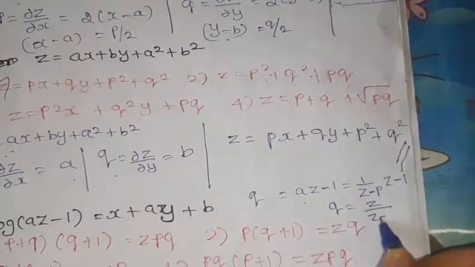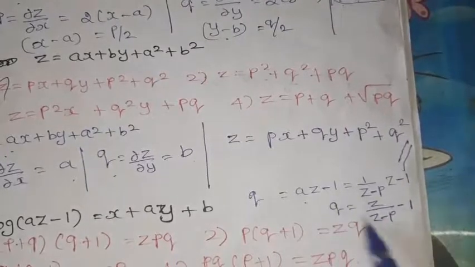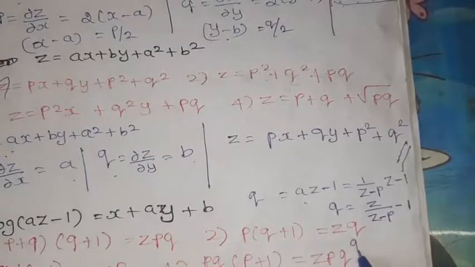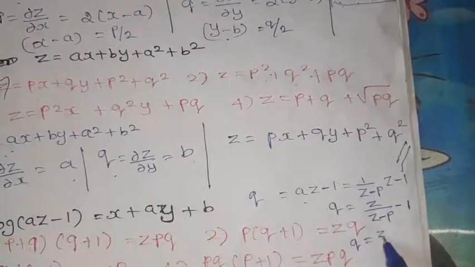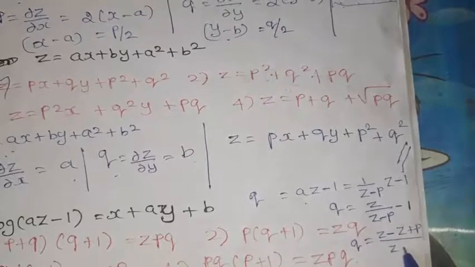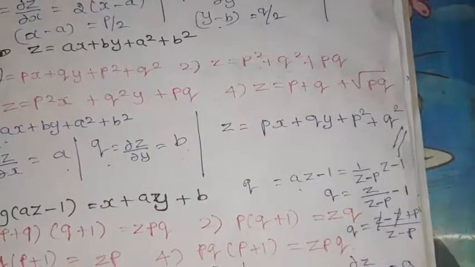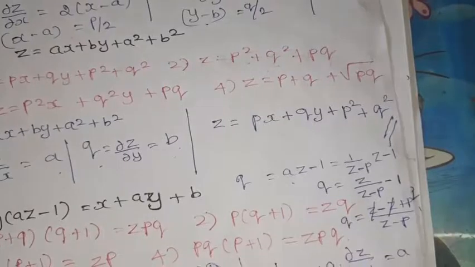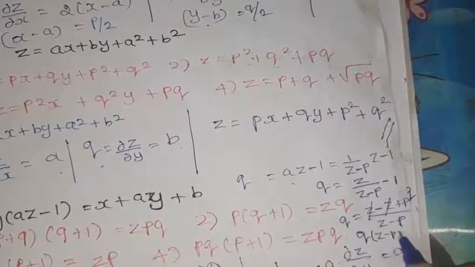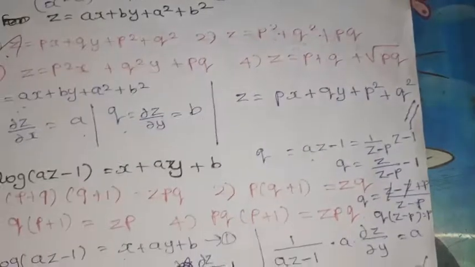Z by z minus p equal to p minus 1. So multiply this q, this denominator, what we will get? Q into z minus p, taking LCM. Here z minus z plus p equal to z minus p. This and this get cancelled. So q into z minus p equal to p, right? Q into z minus p equal to, in numerator what is remaining? P only. So q into z minus p equal to p.